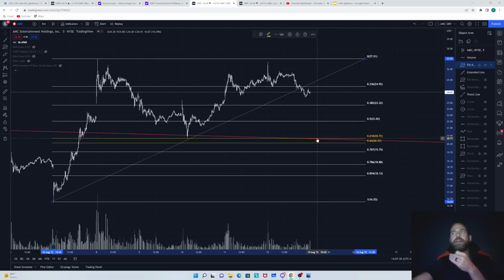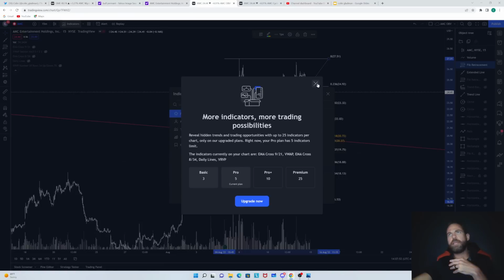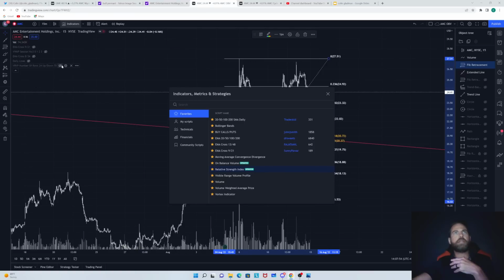However, retesting the top of the trend line comes down here to the golden pocket area. So all of these, the 0.382, the 0.5, the 0.618, are all going to be healthy retracements for AMC. It's going to allow the RSI to cool off. Now, if we're looking at it on the lower time frames, then, dang it, need to get an upgrade.